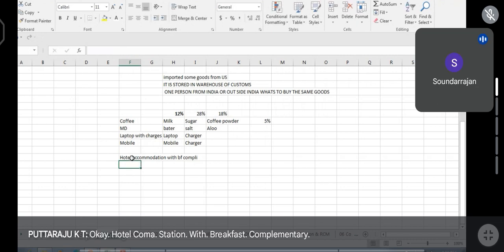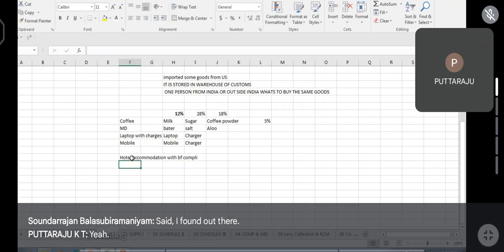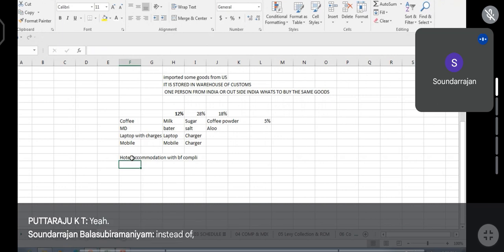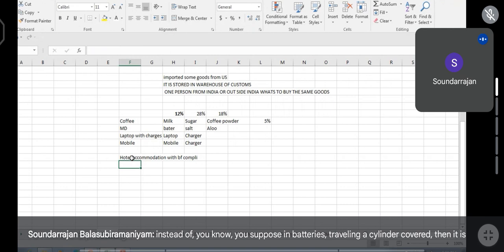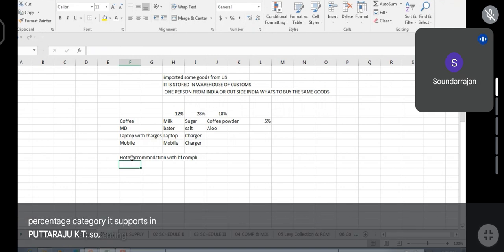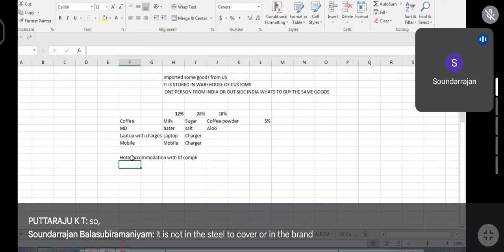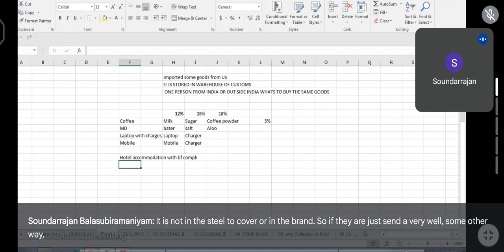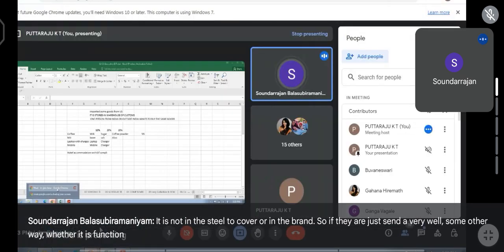Sir, I have a doubt here. If a batter is wrapped in a sealed cover, then it is in the 1% category. If in local areas it is not in a sealed cover or a branded name, and they are sent in a carry bag or some other way, does it come under 12%, sir?